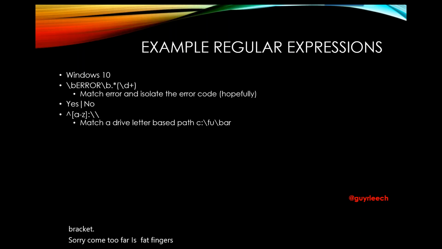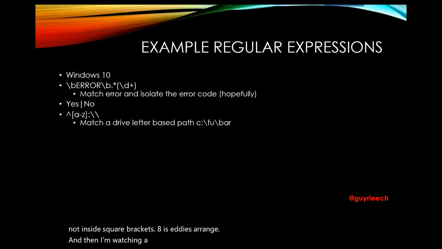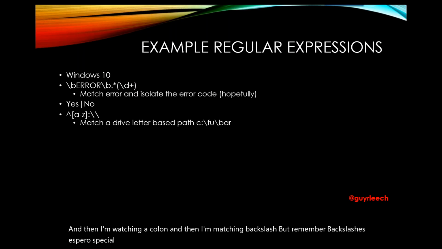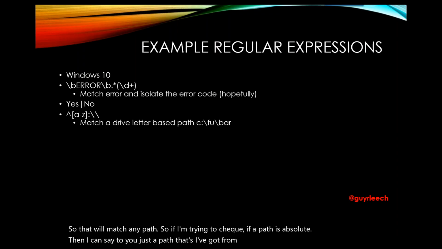So the caret there means begin at start of line because it's not inside square brackets. A to Z is a range. And then I'm matching a colon, and then I'm matching a backslash. But remember, a backslash is a special character, so I have to escape it. So that will match any path. So if I'm trying to check if a path is absolute, then I can say, does the path that I've got from somewhere match that?